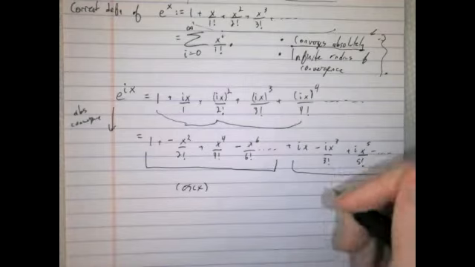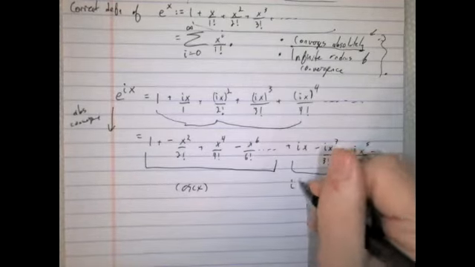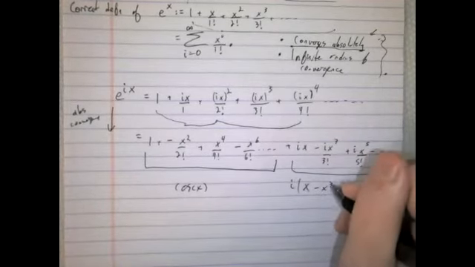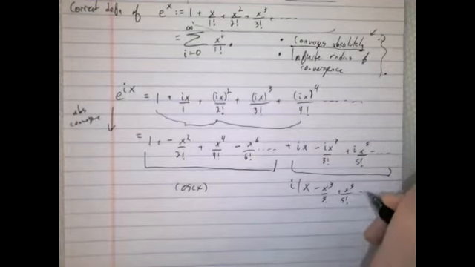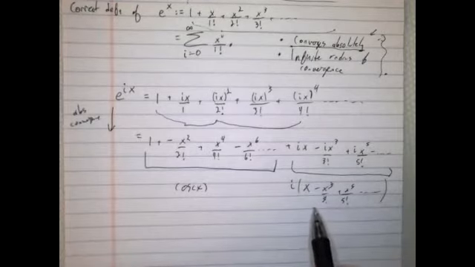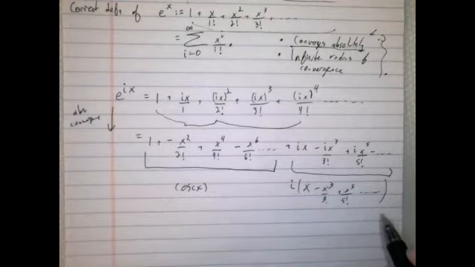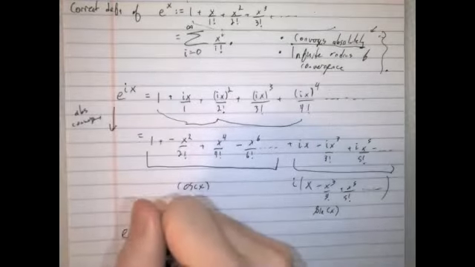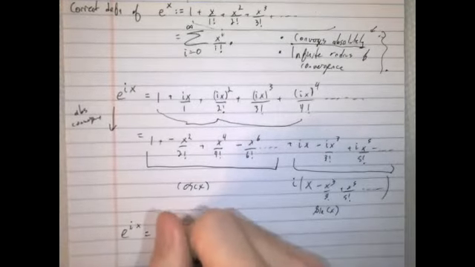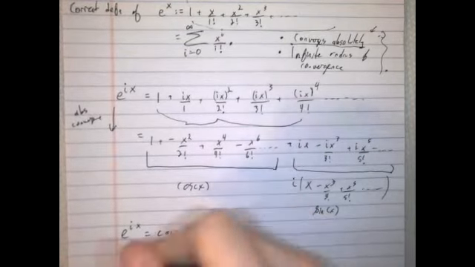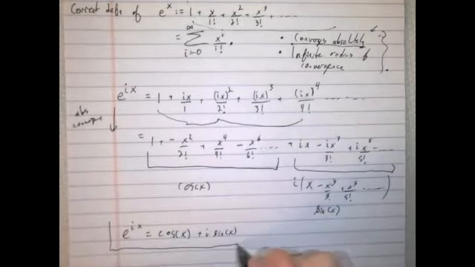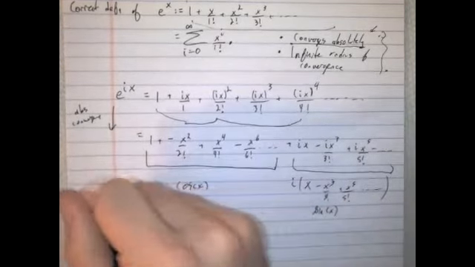And then this one, if I factor out an i, then I'll get i times (x minus x cubed over 3 factorial plus x to the fifth over 5 factorial). And this one now, when I plug in x is equal to 0, I'll get 0. So here, this should be sine x. Thus, I get e to the ix is equal to cosine of x plus i sine of x. And this is a very famous formula known as Euler's formula.